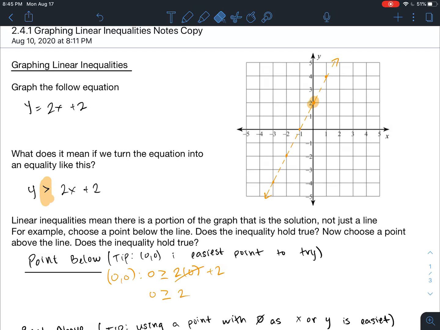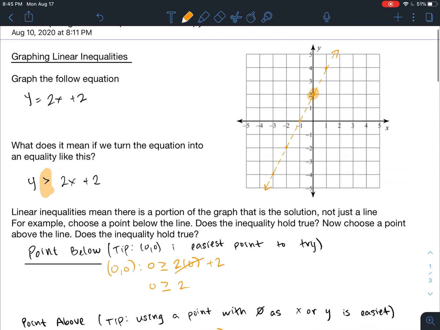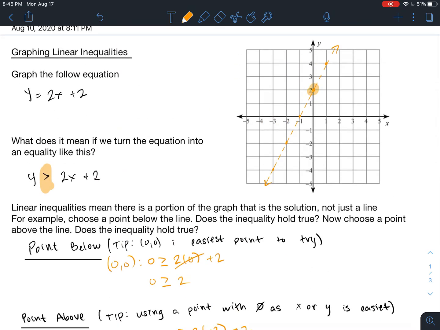So again, let's go ahead and write that down. If it's greater than or equal to, solid line, and I'm going to say this, that you will shade above. So in this inequality, we shaded the region that was above the line, because it's greater than, and we tested the point to make sure that was true. But if it's less than, you're going to shade below the line.